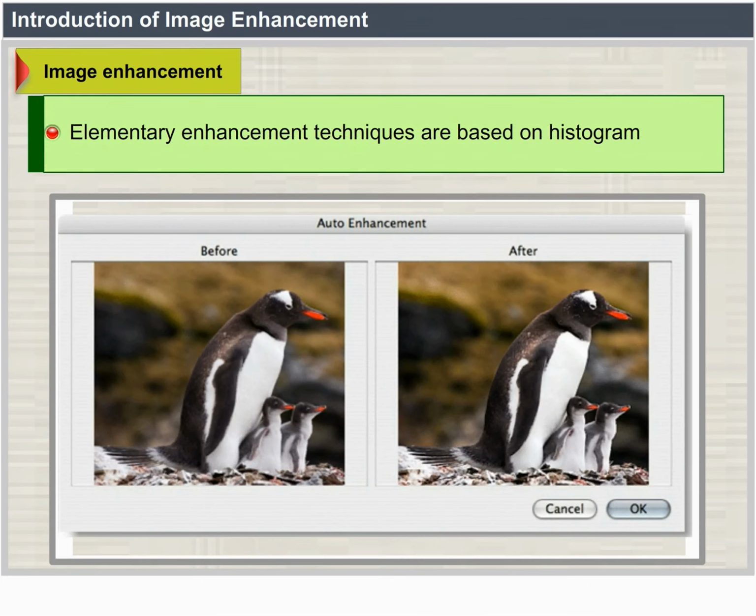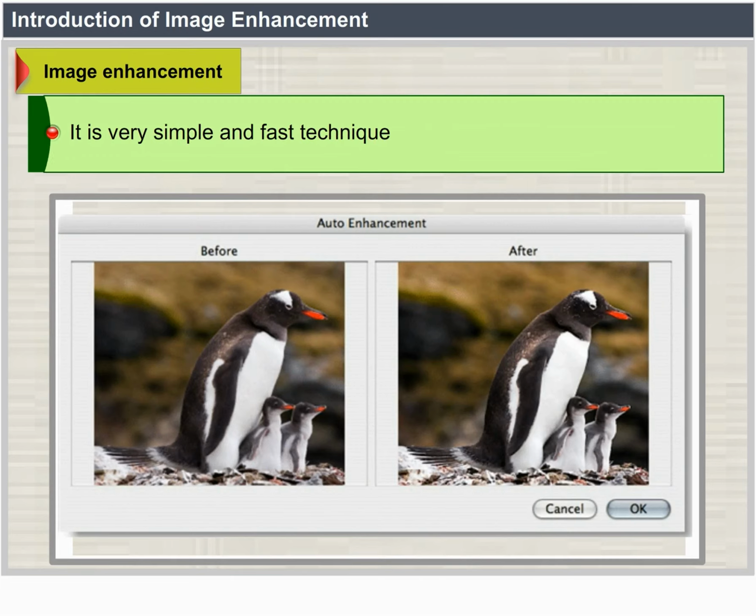Elementary enhancement techniques are based on histogram. It is a very simple and fast technique. It gives acceptable results. It plays an important role in both spatial and frequency domain.